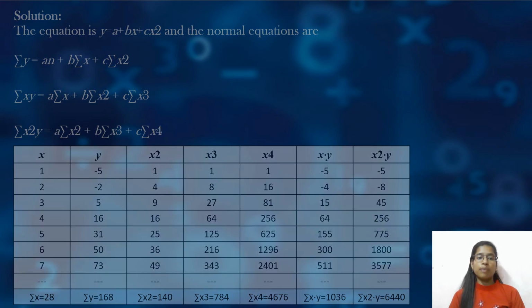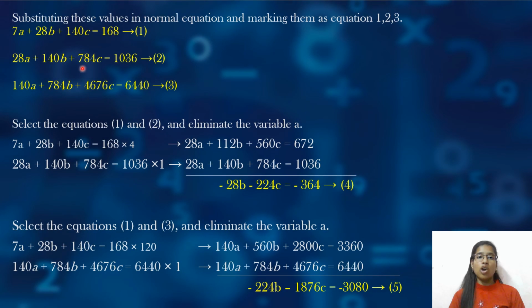So by applying all the values in the normal equation will give us equation number 1, equation number 2 and equation number 3. By using the elimination method, we have to find the value of a, b and c. So first we'll select equation 1 and equation 2.